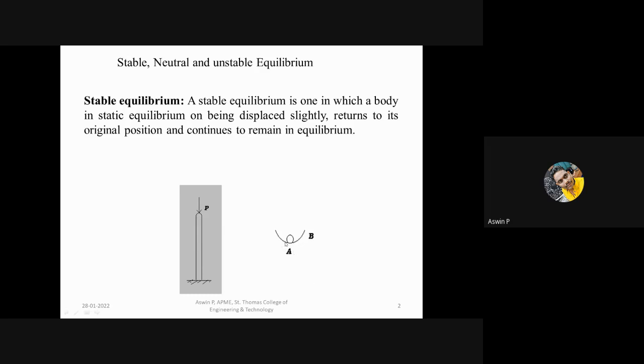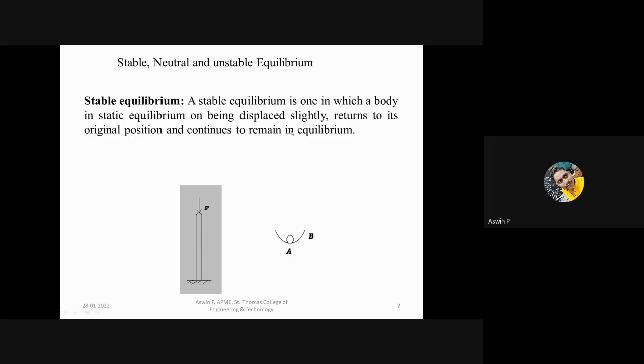And you can draw a figure here. By drawing a figure like this, you can understand what stable equilibrium is. Here there is a boundary A and a boundary B and a ball A. When this ball is moved towards this point, after removing our force, or removing the hand, the body returns to its original position. This is known as stable equilibrium.